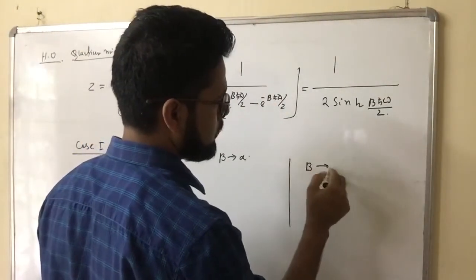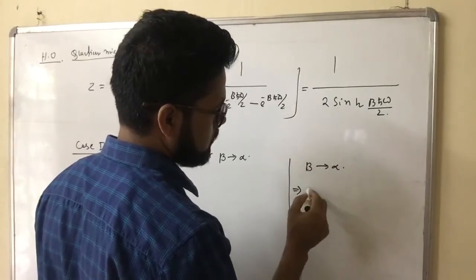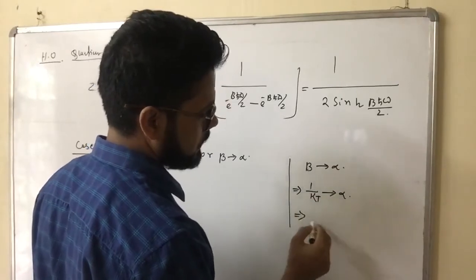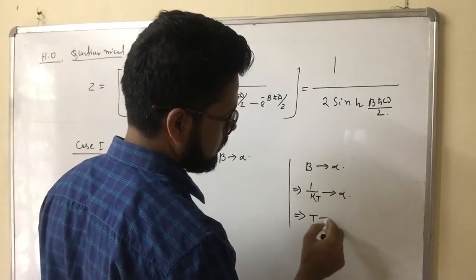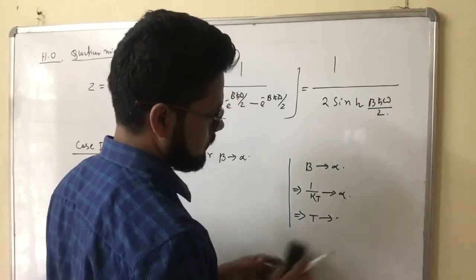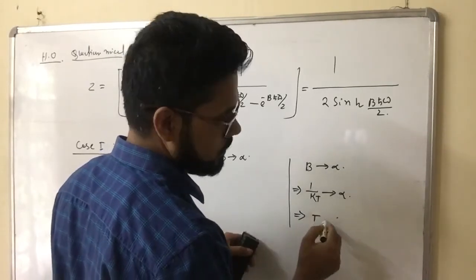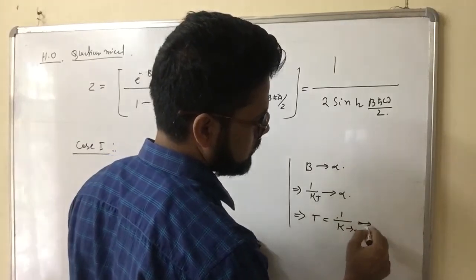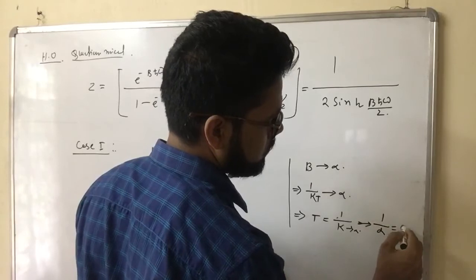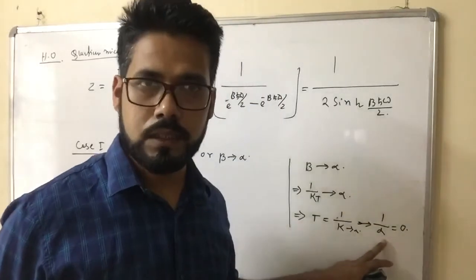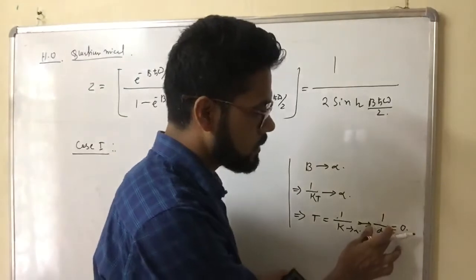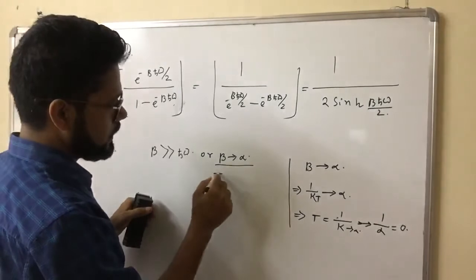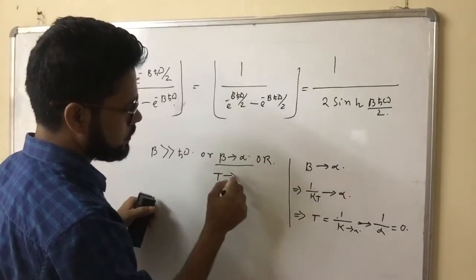See, beta tends to infinity means what? Beta equal to 1 by kT tends to infinity. Tends to infinity means T tends to what? T equal to 1 by k beta, tends to 1 by infinity, equal to 0. Why? Any number divided by infinity is always 0. It's not equal to 0, exactly; it tends to 0. So beta tends to infinity means T tends to 0.